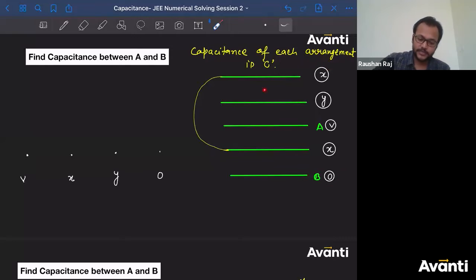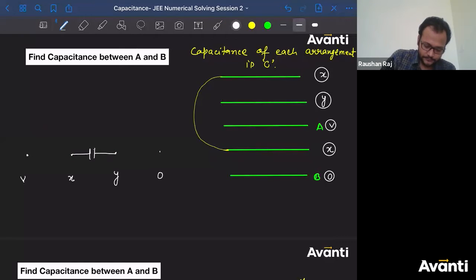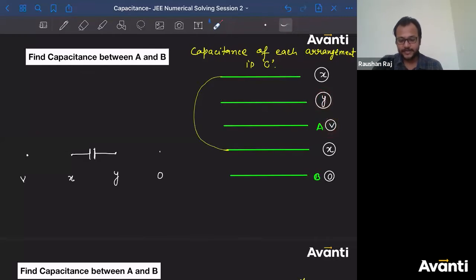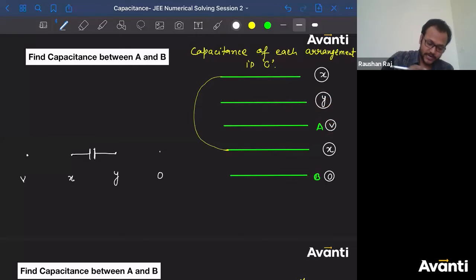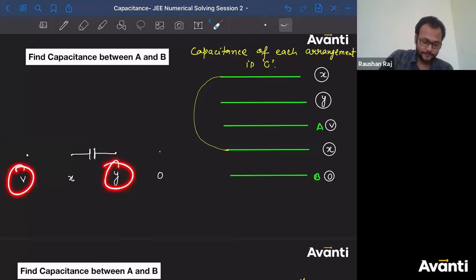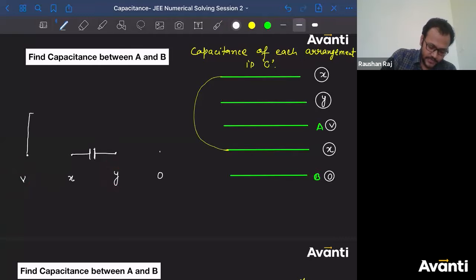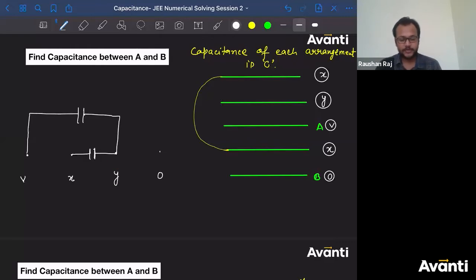Okay, let us talk about the first one, this one. This capacitor is in between two potential points X and Y. All right. So between X and Y, this first capacitor will be there. Where are X and Y? This one. So between X and Y, let us draw one capacitor. Done. So the first capacitor is sorted. Now the second one, between which points? Between Y and V. So the second capacitor is in between Y and V. Let us draw that. So where is Y? This is Y. This is V. So in between V and Y, let us draw a capacitor. Done. The second one is also done.